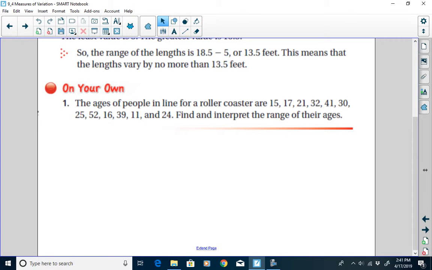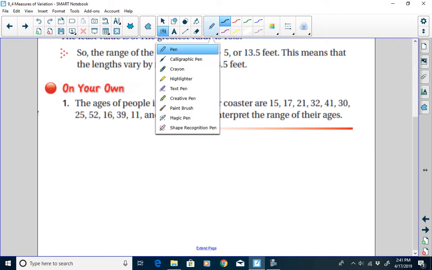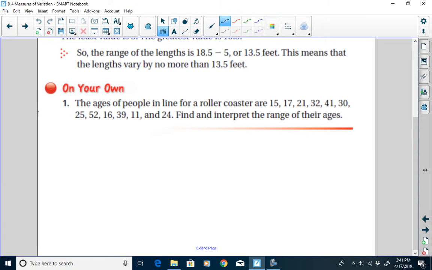The ages of people in line for a roller coaster are as follows: 15, 17, 21, 32, 41, 30, 25, 52, 16, 39, 11, and 24. Well, let's start with arranging those values from least to greatest. Looks like the least value here is 11. Alright, and I always like to cross out the values when I use them. So I'm looking for, let's see, the next least, it looks like, is 15.